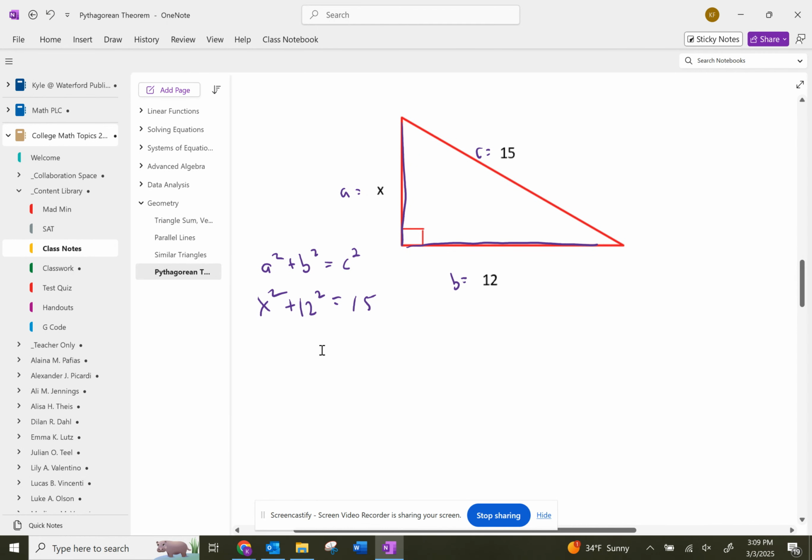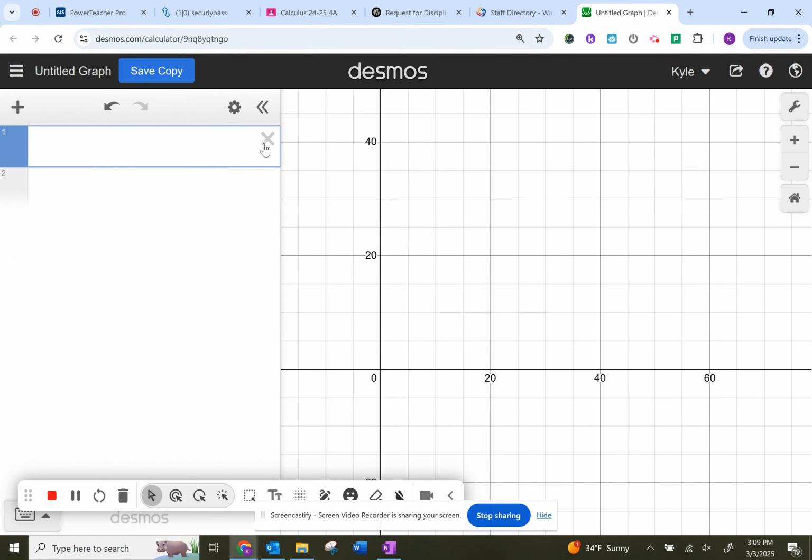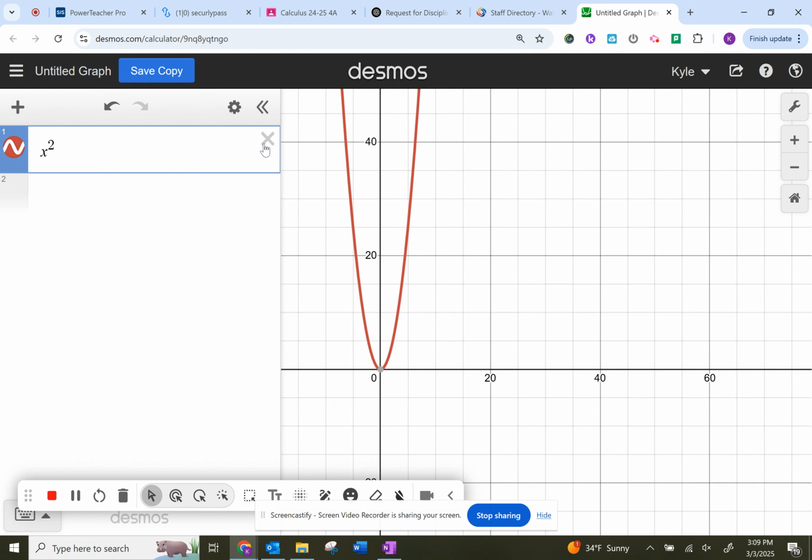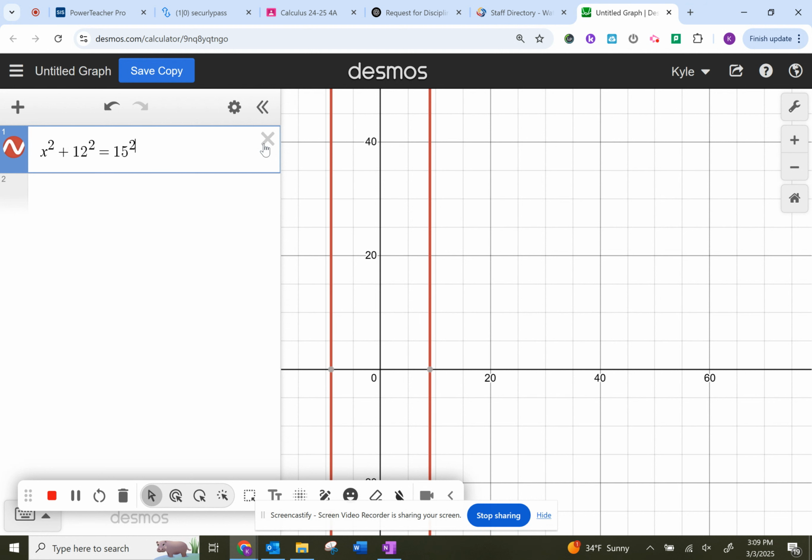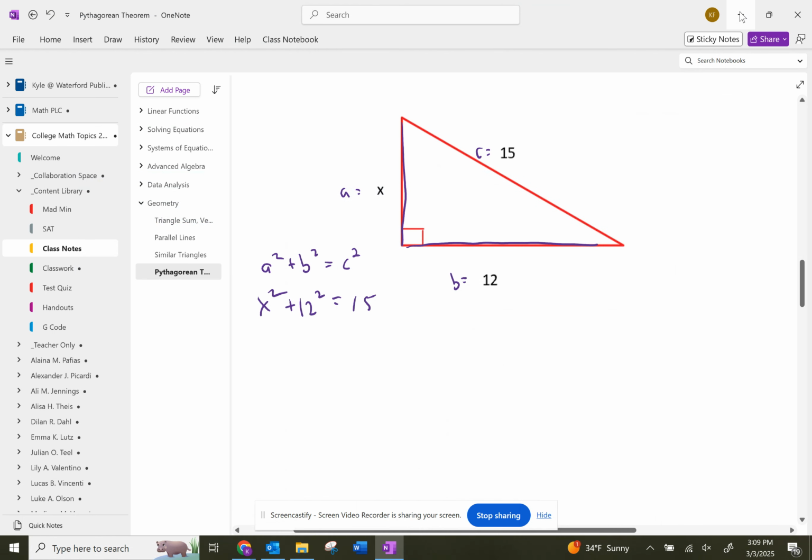We can use Desmos here if you want to make it quick. X squared plus 12 squared equals 15 squared. And the solution right there is 9. Negative 9 would be a solution, but if we're talking about the lengths of a side, we can't have a negative number. So x equals 9 is the solution.